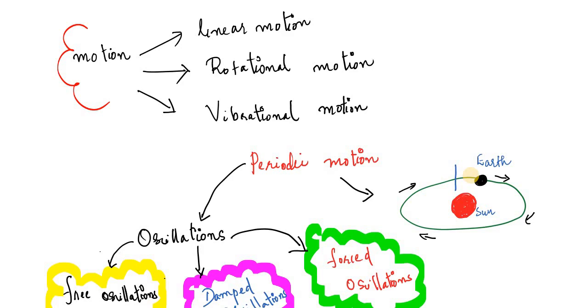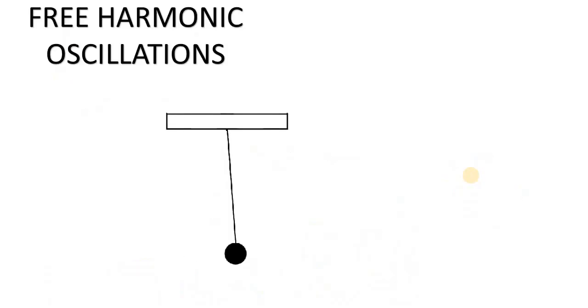And in this chapter, we have three types of oscillations. One is a free oscillation, the second one is a damped oscillation, and the third one is a forced oscillation. So in this chapter, we have three different types of oscillations. The first one is a free harmonic oscillation.